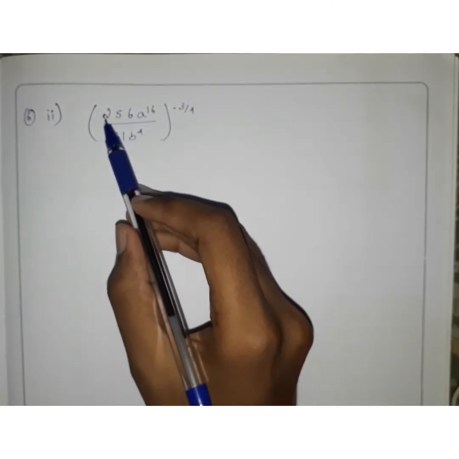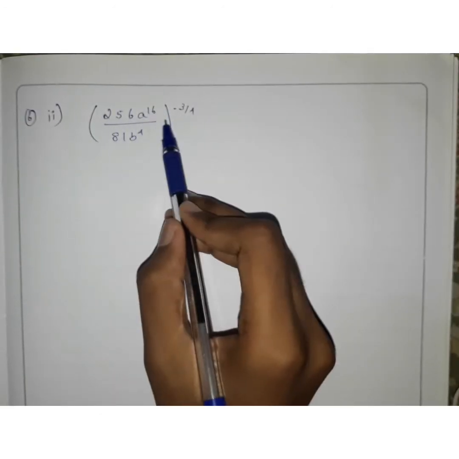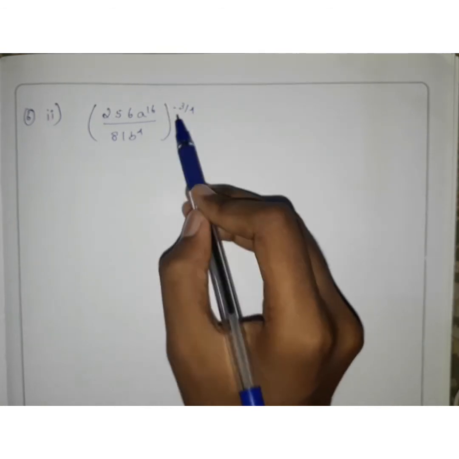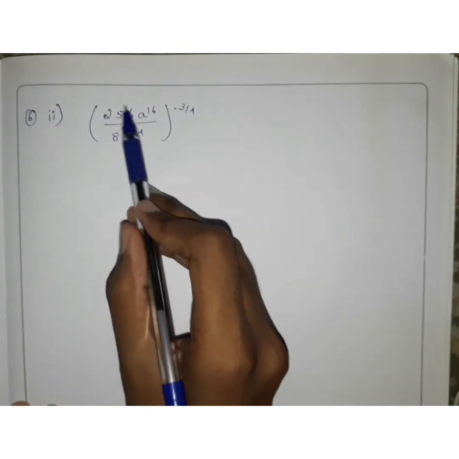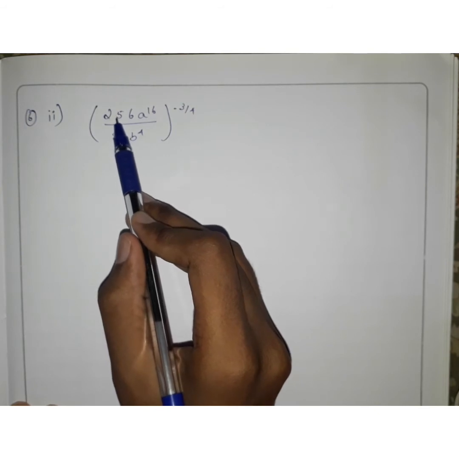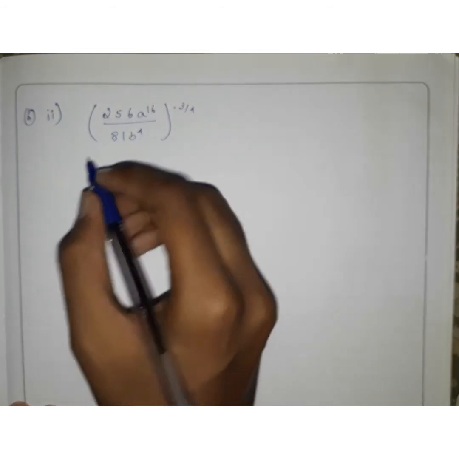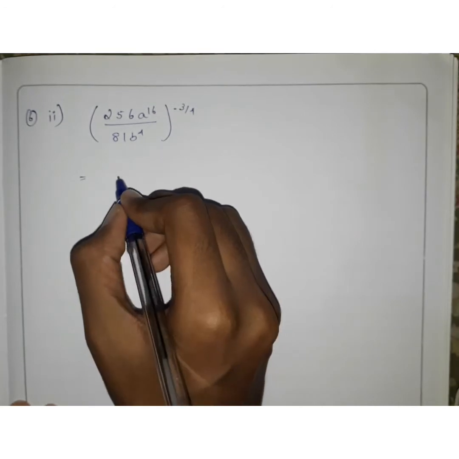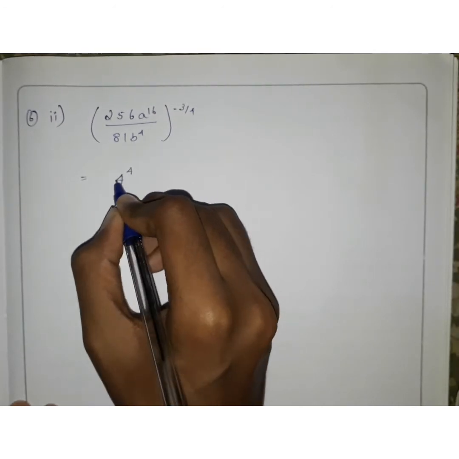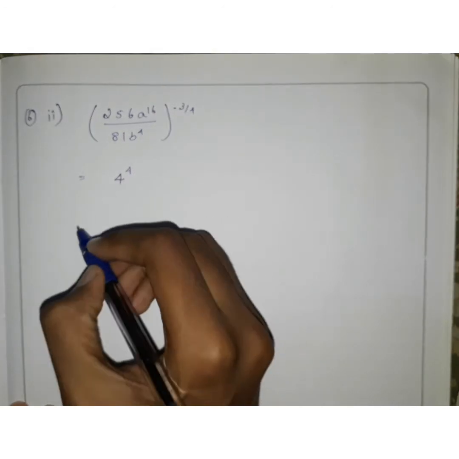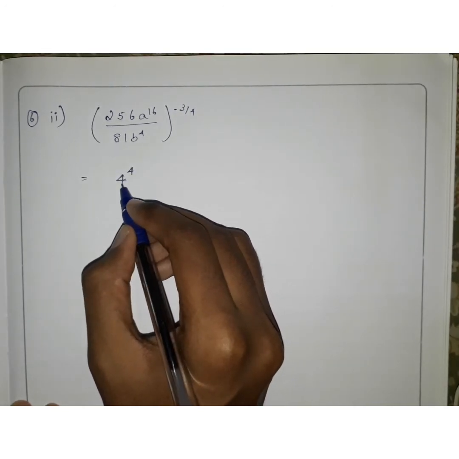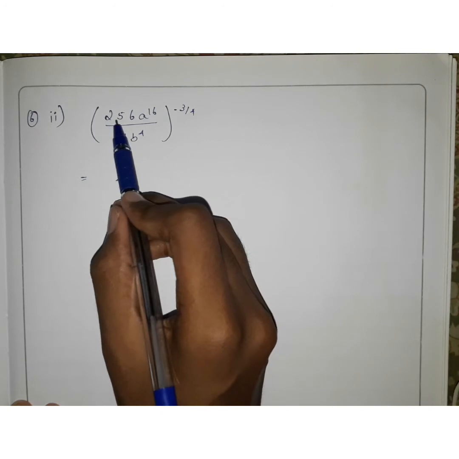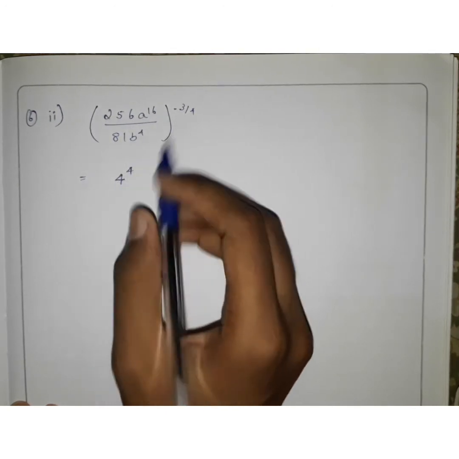The next problem is 256 a to the power 16 divided by 81 b to the power 4, whole to the power minus 3 by 4. Now we are going to convert this bigger number into a smaller number so that we can simplify the problem easily. So I'll write 256 as 4 to the power 4. You can find the simplified number using L division, you can divide it and find the factors like this.